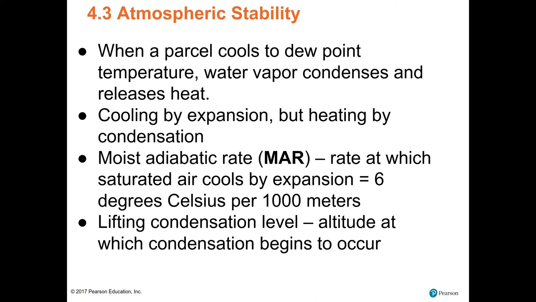As that parcel rises, it's going to expand and cool, and so the whole parcel will cool at the same altitude. So as it's rising, it hits condensation temperature at the same altitude, and so the bottom of the clouds are flat. But then as it keeps rising and cooling, it's still condensing, so it's bumpy on top because it keeps rising, and as it rises, it gets even colder, so you get even more condensation.